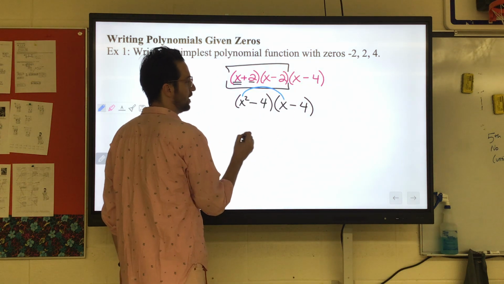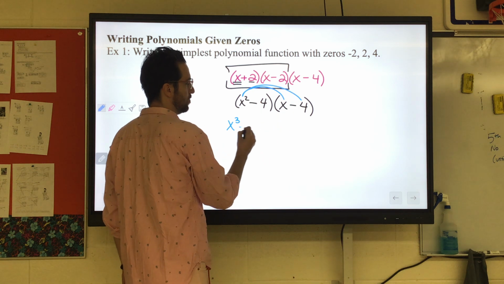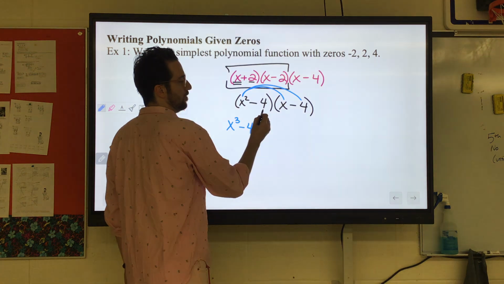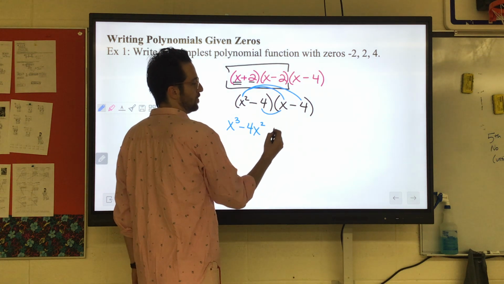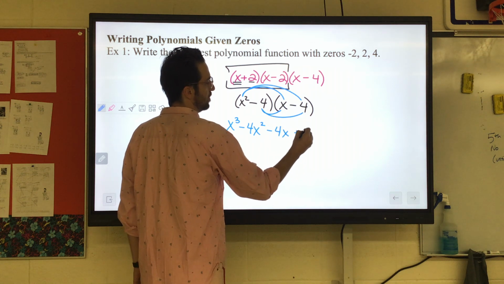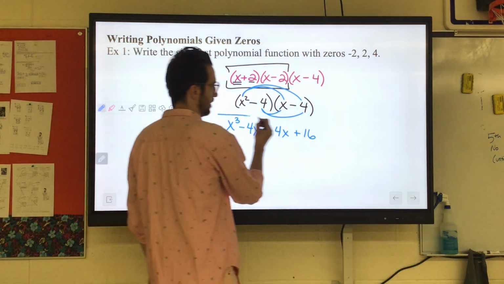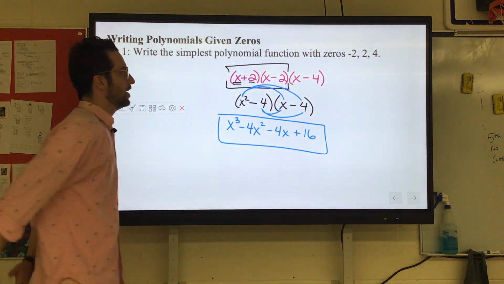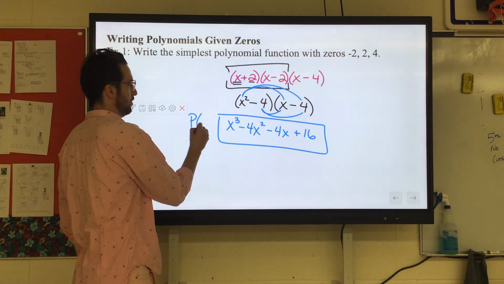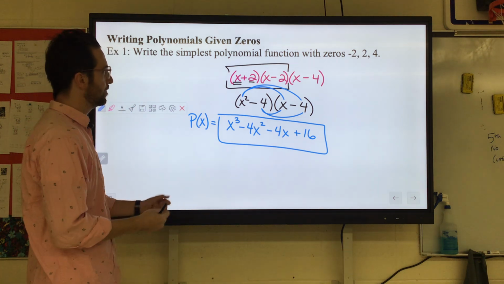X squared times x is x cubed. X squared times -4 is -4x squared, sorry. Now we're distributing the -4. -4 times x is -4x. And -4 times -4 is +16. And that's it. That's not too bad, huh? Now, you could write something like p of x equals, or whatever, but that's fine, that's it.